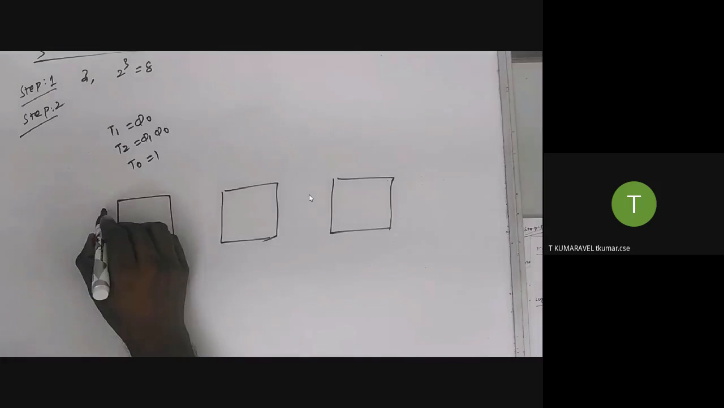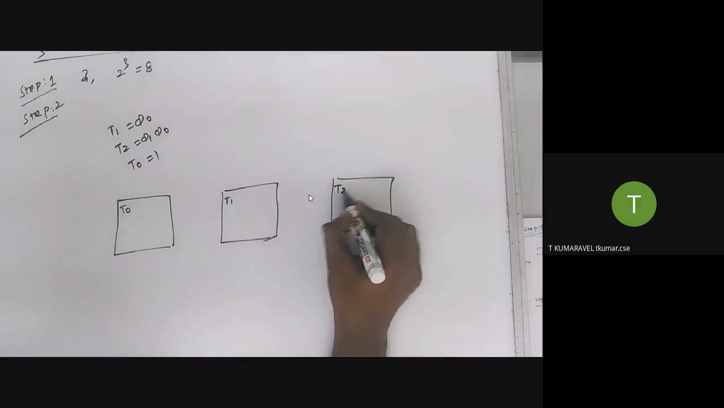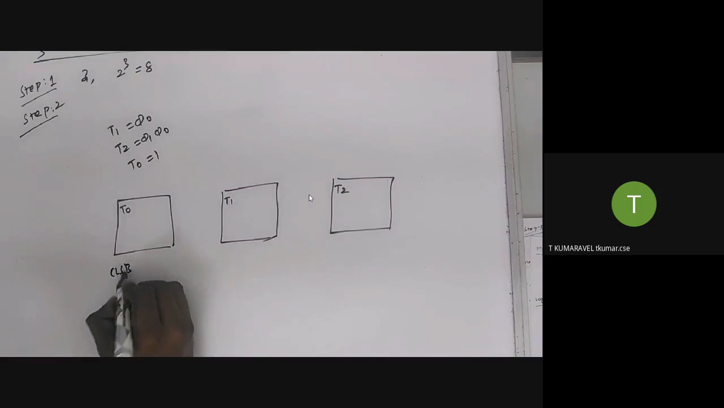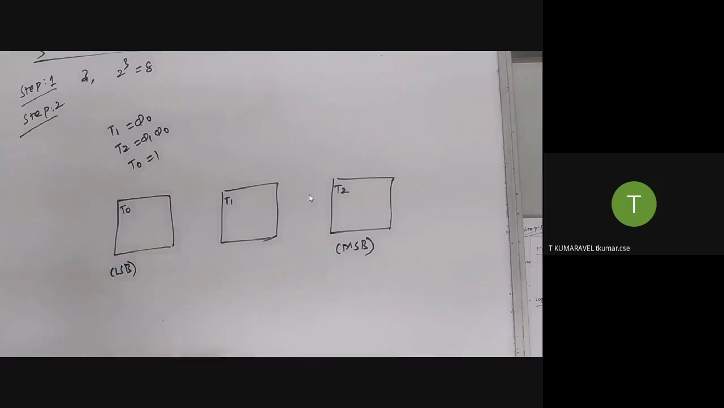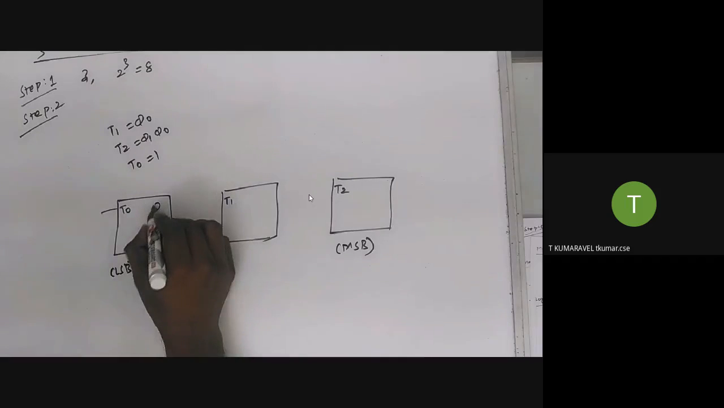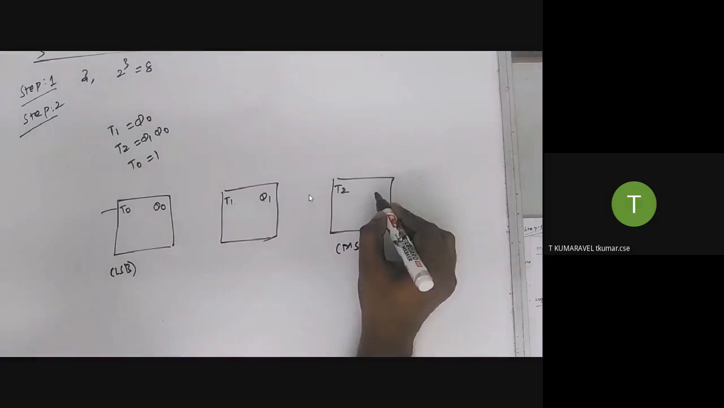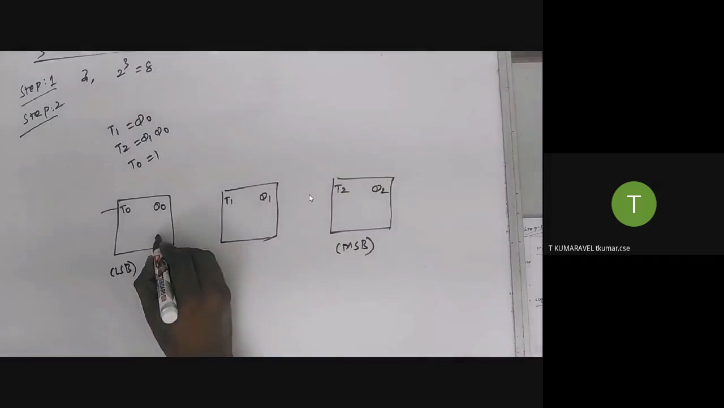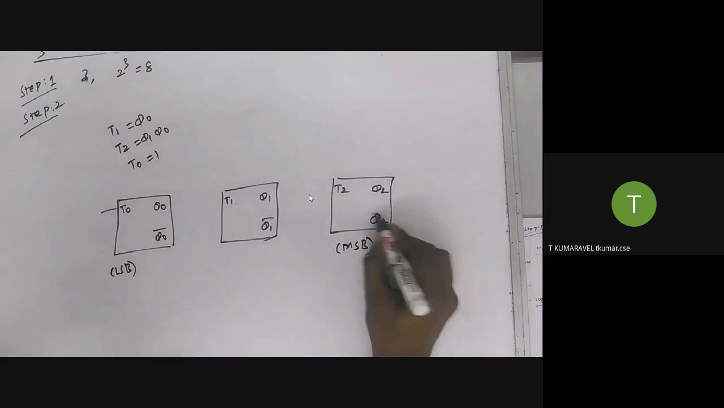So what is the input? T0, T1, this is T2. This is treated as the LSB. It is going to produce the output as Q0. It is going to produce the output as Q1. This output is produced as Q2. This is called Q0 bar, this is called Q1 bar, this is called Q2 bar.